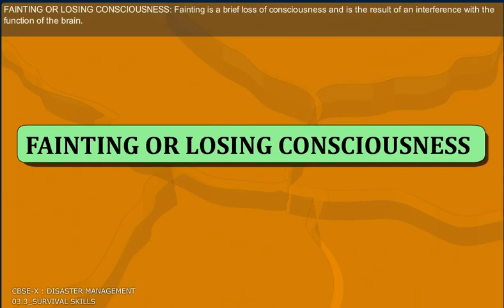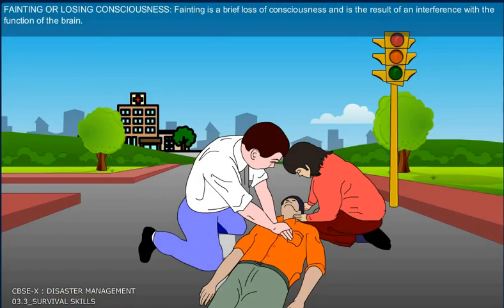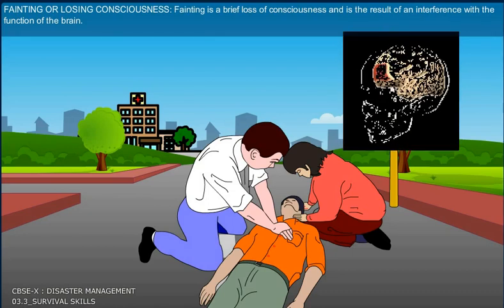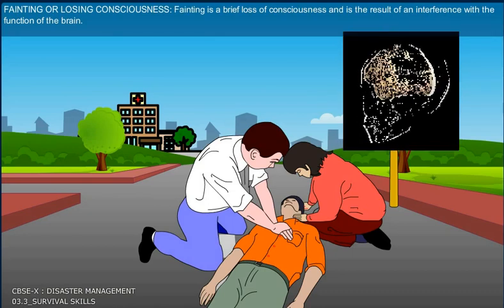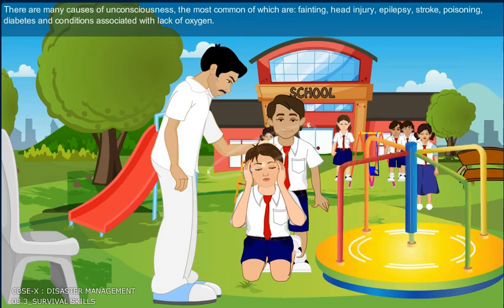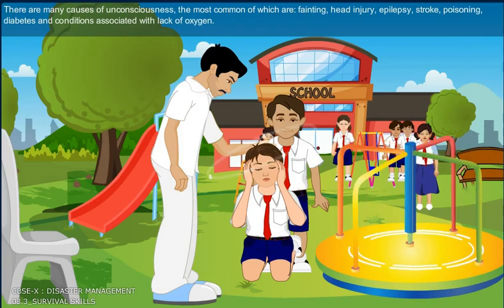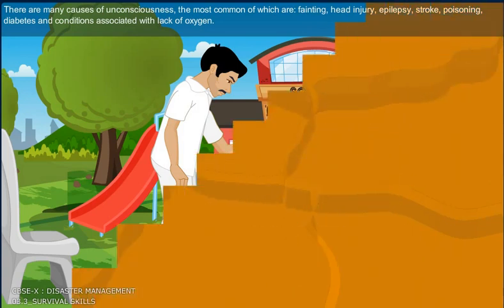Fainting or losing consciousness. Fainting is a brief loss of consciousness and is the result of an interference with the function of the brain. There are many causes of unconsciousness, the most common of which are fainting, head injury, epilepsy, stroke, poisoning, diabetes, and conditions associated with the lack of oxygen.